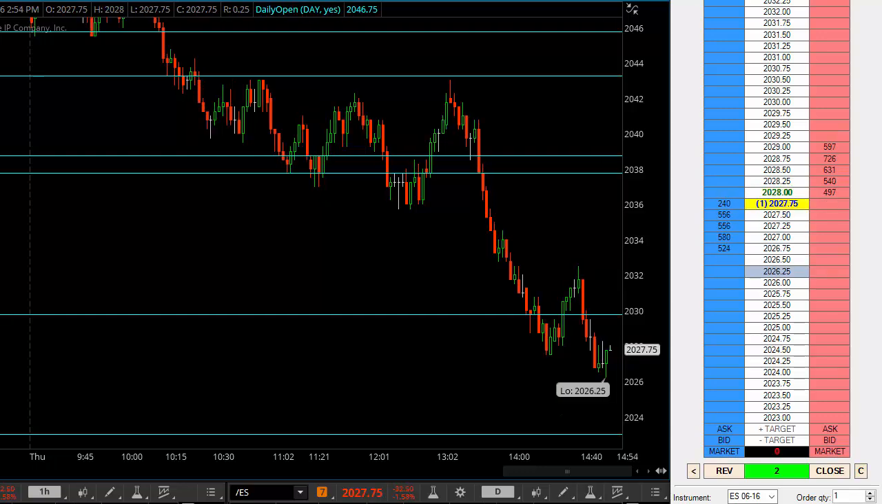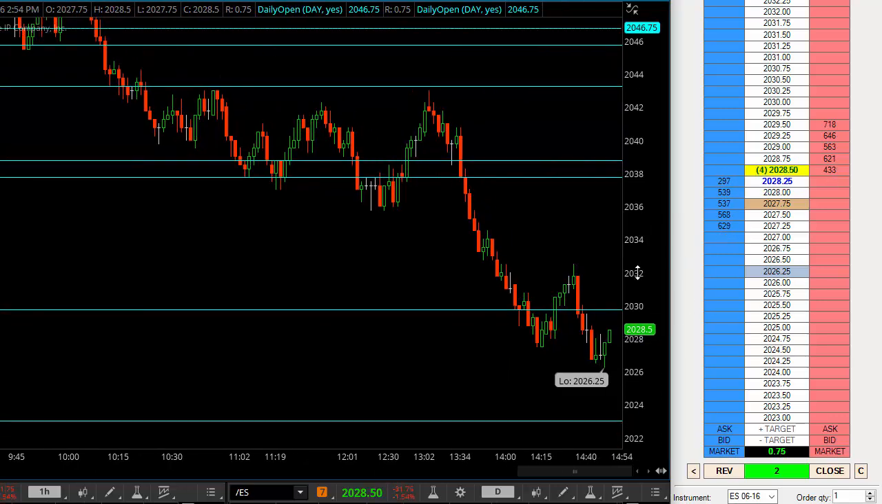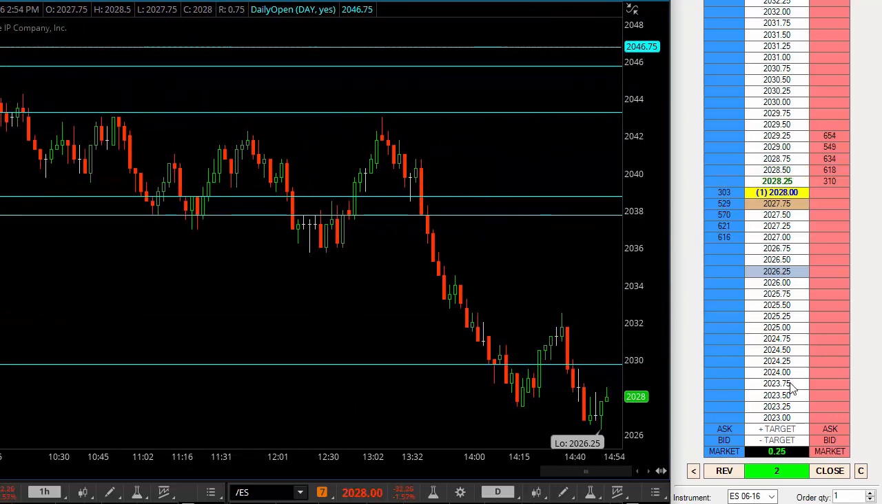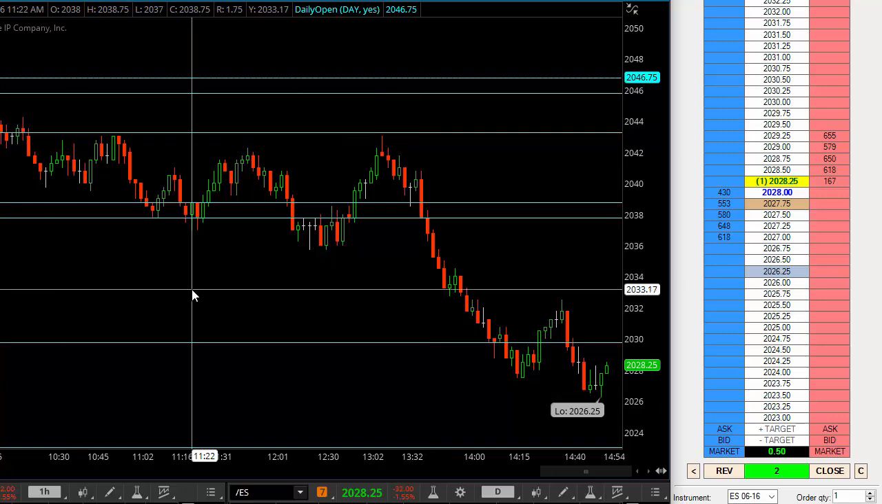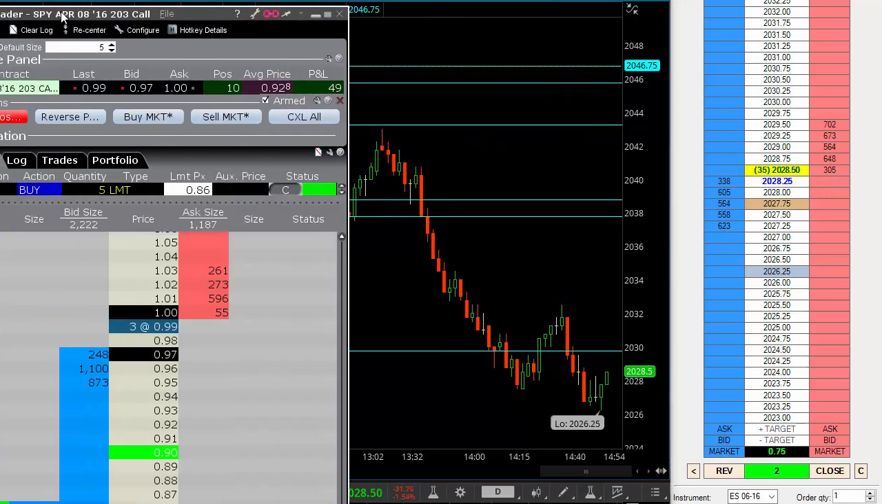So picked up 2 longs there, 27.75. Right now what I'm watching for, I'm looking to see if this is going to turn into potentially what is a failed lower low in this case.